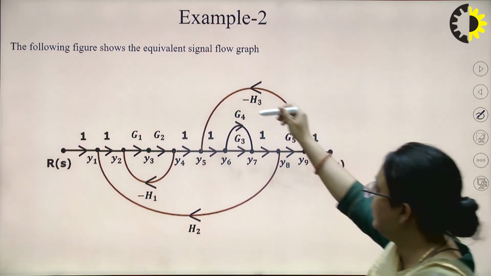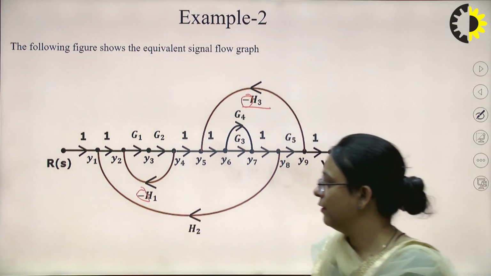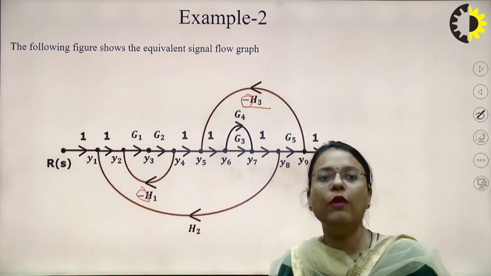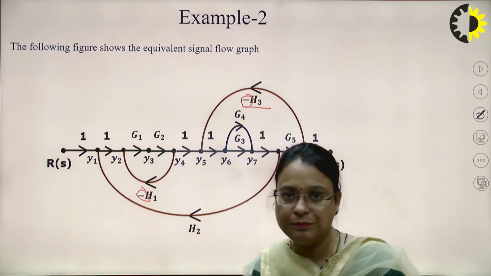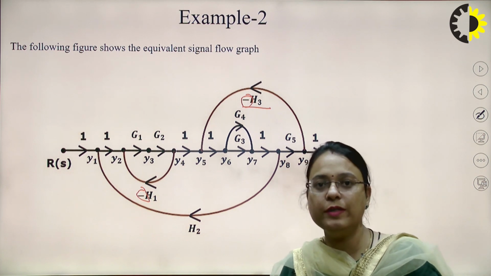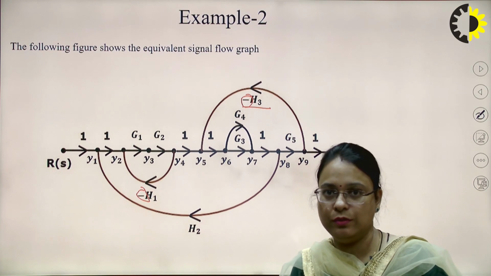You can see here I have shown the gains with the signs. So we can draw the SFG in a very simple manner from the block diagram. That's all for today's lecture. I will discuss Mason's gain formula in the next lecture. Thanks a lot.